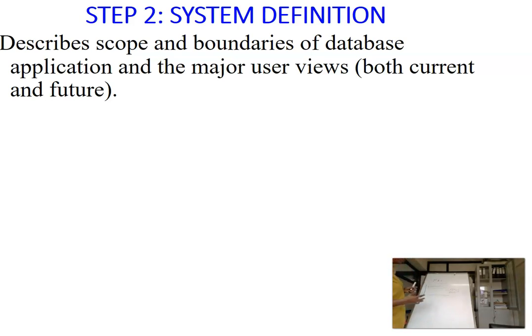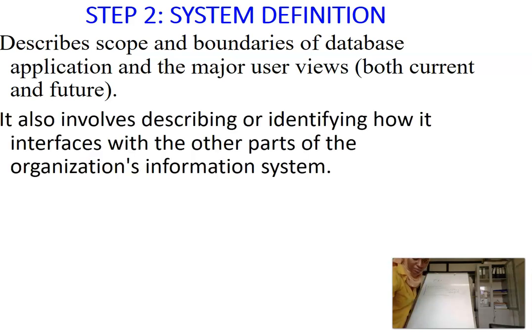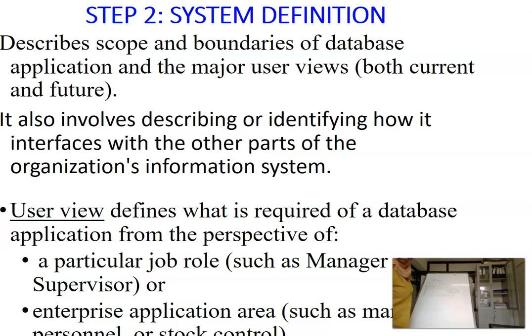So the user views look at, one, who are the users of your database, and what particular department is going to use the database. So that is the systems definition. You're trying to identify and scope out who is going to use the database. So it involves describing or identifying how the database will interface with other parts of the organization's information system.